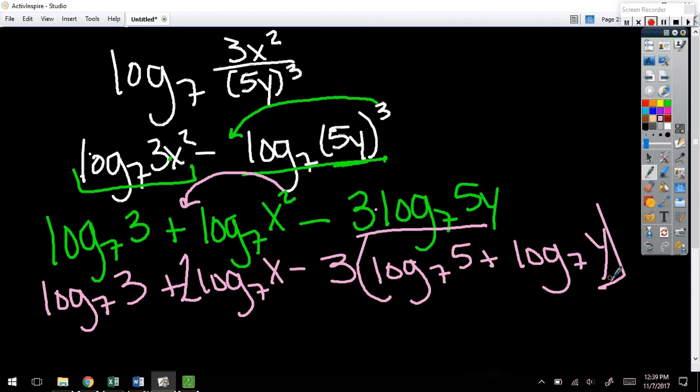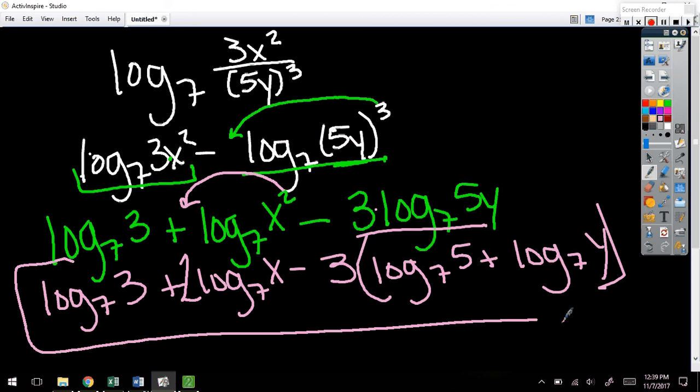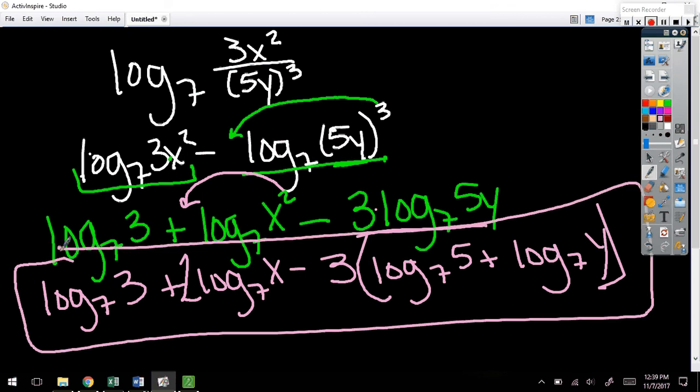Circle it. See why they call it expansion? Look at what we started with and what we ended up with. Exactly. Expanding it out, because sometimes you know things that will help you simplify. Like maybe I know the log base 7 of 5, or maybe I know log base 7 of 3.